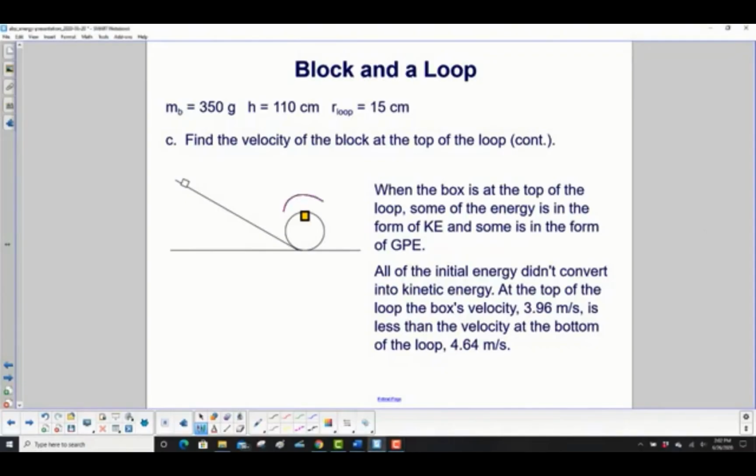When the box is at the top of the loop here, some of the energy is in the form of kinetic energy plus GPE. That means all the initial energy here did not just go into the kinetic energy like it did when they were at the bottom of the loop. That means the kinetic energy up here is less than the kinetic energy at the bottom. And that got proved out by our calculations. The top of the loop, the box's velocity, was 3.96 meters per second, while at the bottom it was 4.64 meters per second.